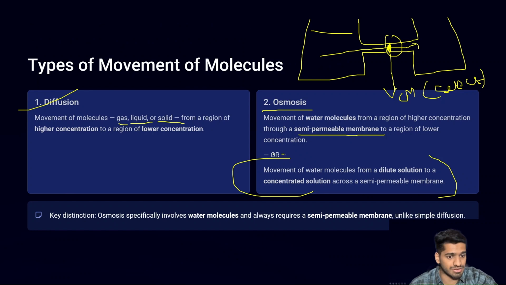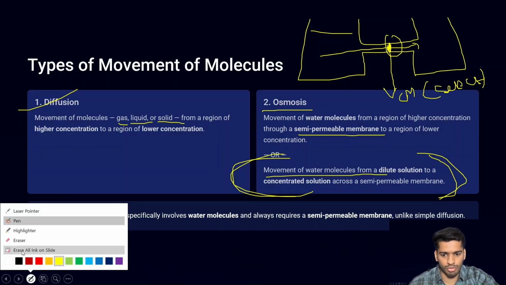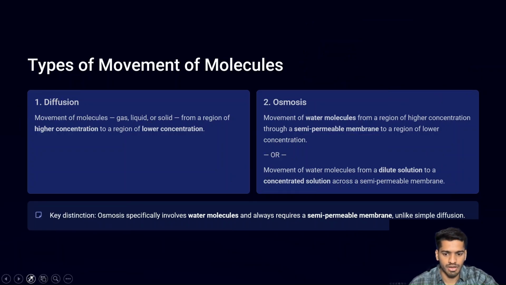Okay. Now you can understand this definition, which is an alternate definition for osmosis. It says movement of water molecules occurs from the diluted solution towards the concentrated solution across a semi-permeable membrane. For example, if I want to show it again, I'm going to make it one more time.